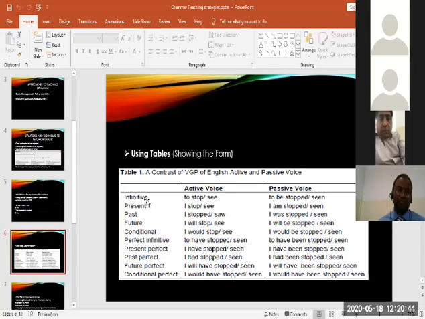Next, we have using tables. Using tables is a very, very good method of illustrating grammar. It is very illustrative and concise. It is good when students want to have it for their future reference. As you can see, we have an example here, a contrast of verb groups of English active and passive voices. So you have 3 columns for all the verb tenses, active voice and passive voice. In this very little space, we have included a lot of information, which is also good for future reference.